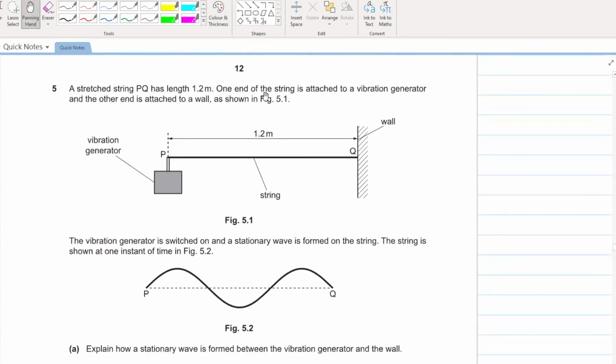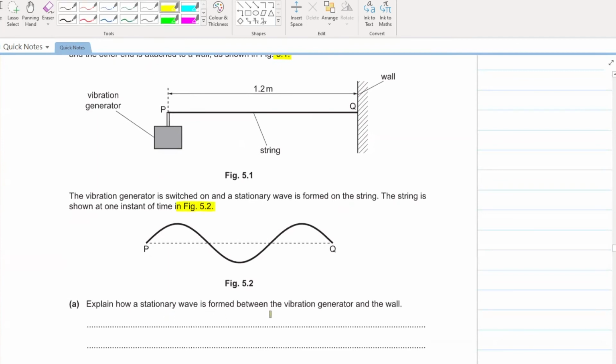Okay, let's see this. A stretched string PQ has a length of 1.2 meters. One end of the string is attached to a vibration generator and the other end is attached to a wall, as shown in figure 5.1. The vibration generator is switched on and a stationary wave is formed on the string. The string is shown at one instant of time in figure 5.2.